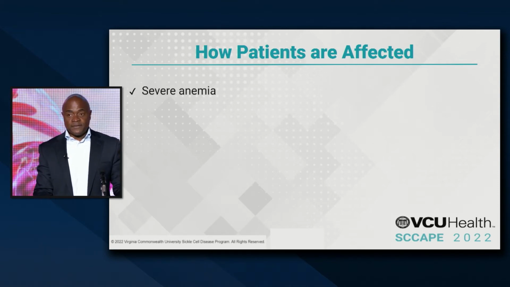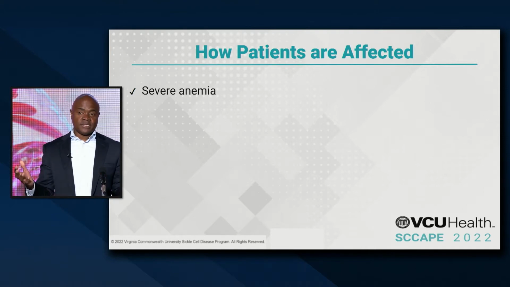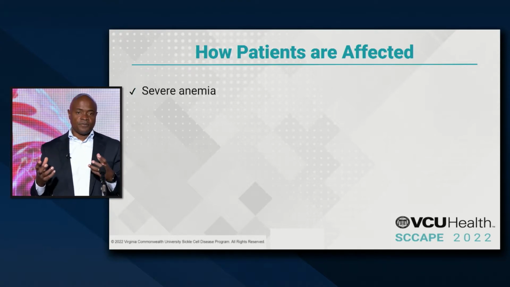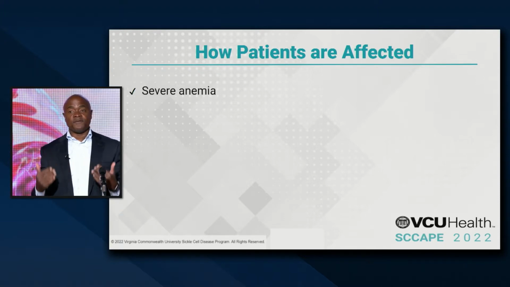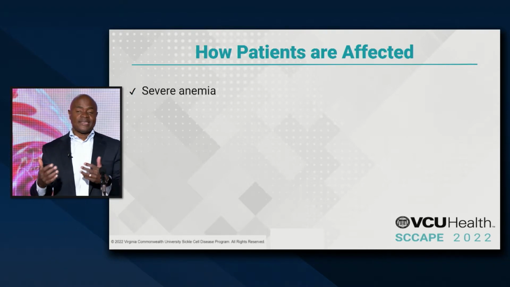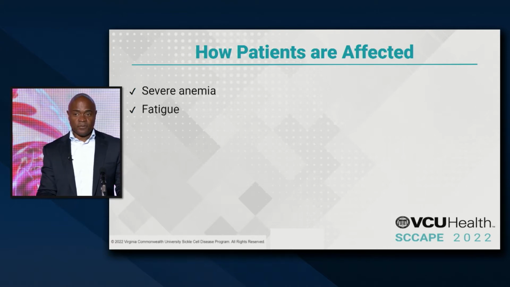So patients will have severe anemia. They'll have a low blood count. And that's because the body is constantly destroying these abnormally shaped red cells. So patients oftentimes have anemia. Sometimes it is very severe, and during a crisis, it can drop even lower. They will have significant fatigue. This is something that is probably poorly appreciated by providers that take care of patients, that because of their anemia, they have chronic fatigue.